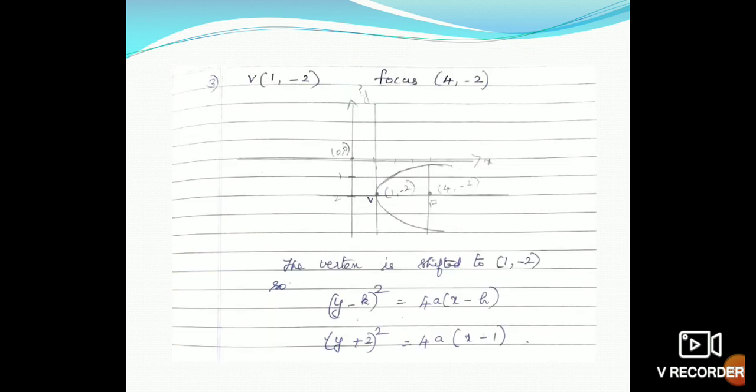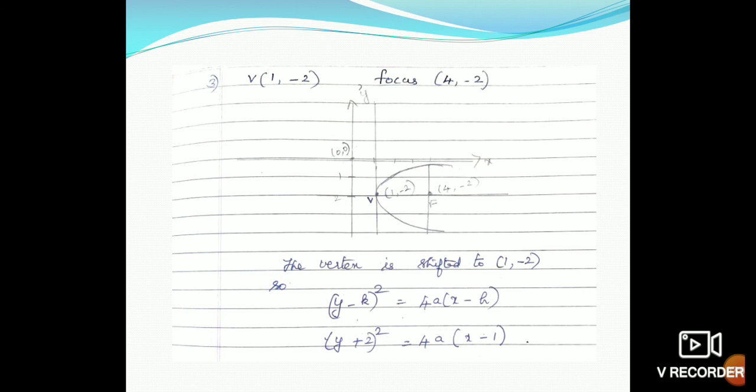They have given the vertex and the focus. I am going to give one important formula here. From vertex to focus, VF is equal to a. I have to use that formula to find the value of a. One thing I have to look at: the vertex is changed from 0, 0 to 1 comma minus 2. So because the vertex is shifted to 1 comma minus 2, I am not going to use the general formula y square is equal to 4ax only. When should we use that? When the origin is the vertex.